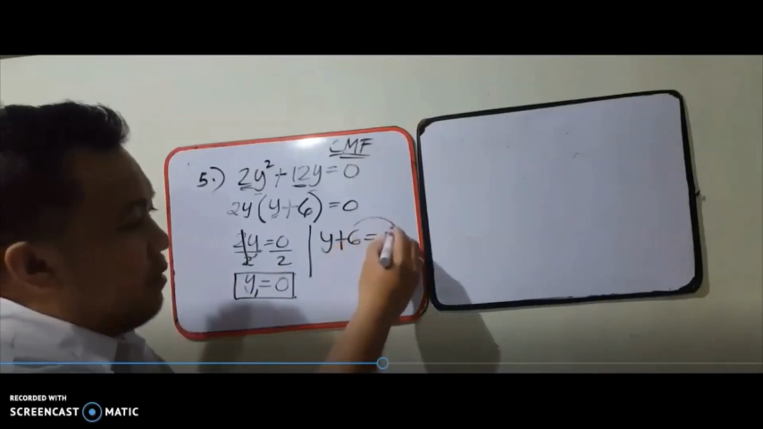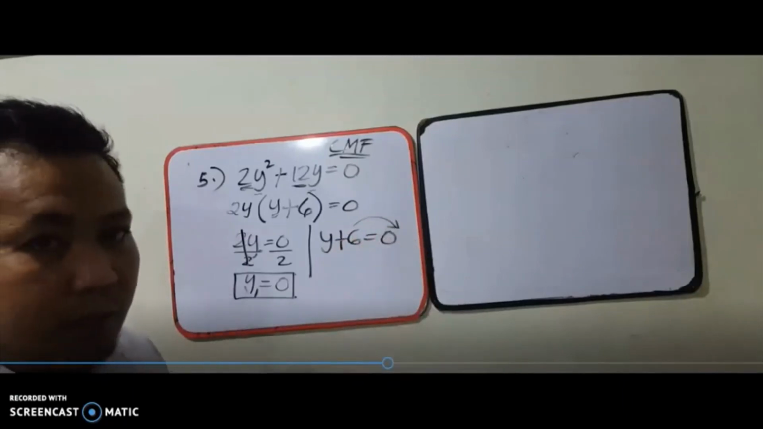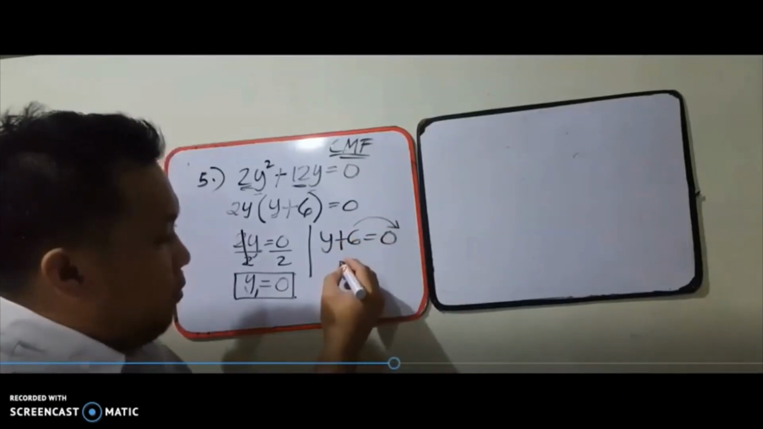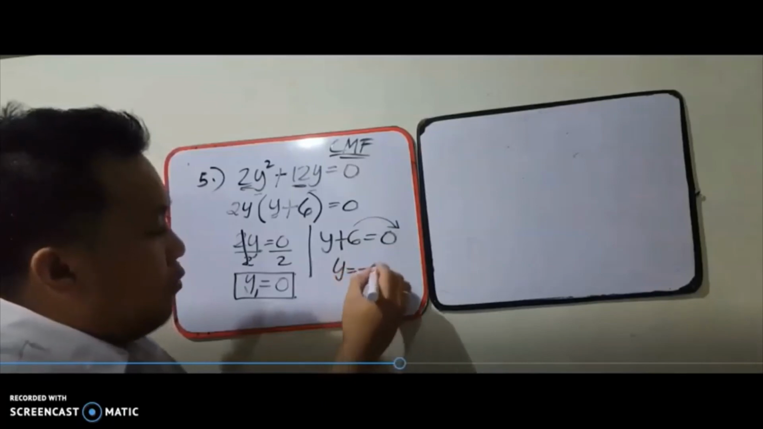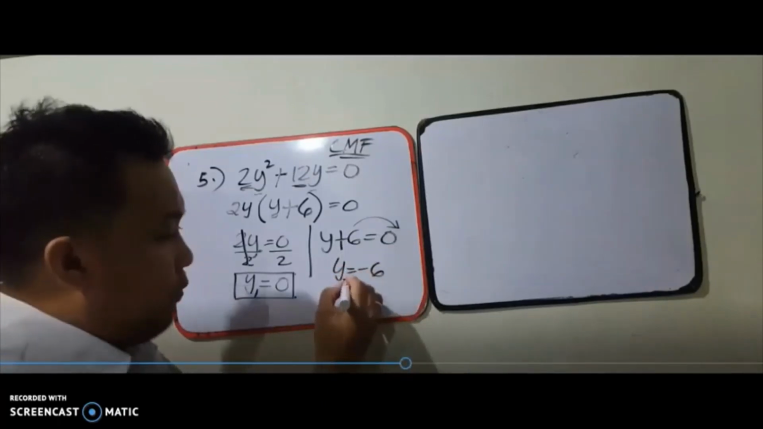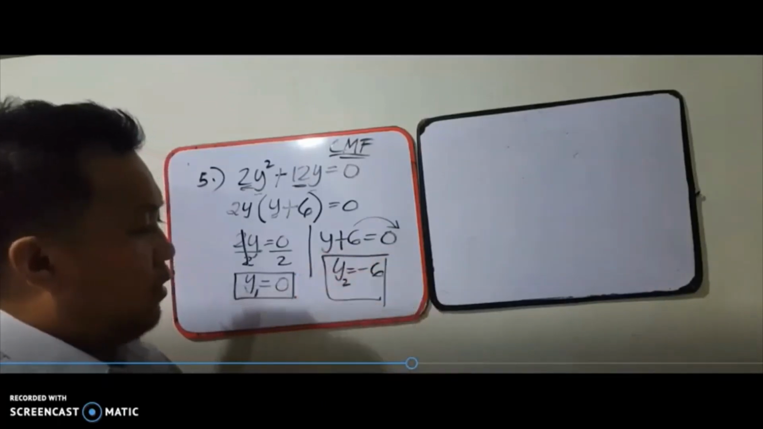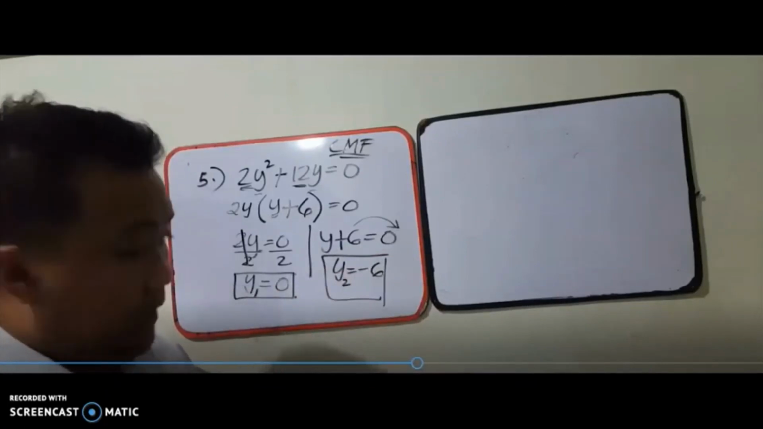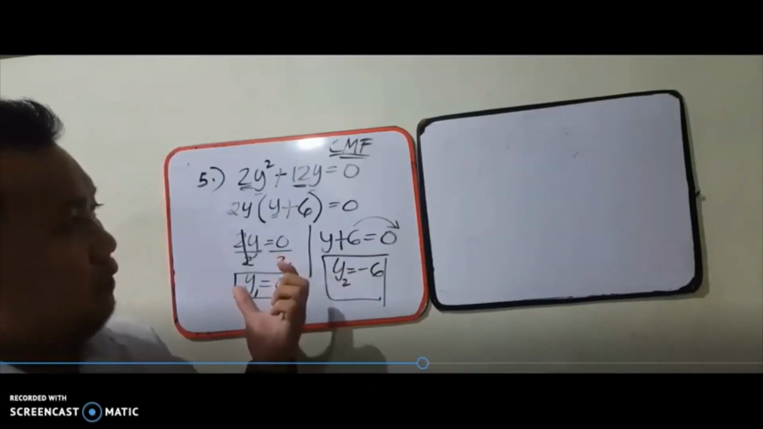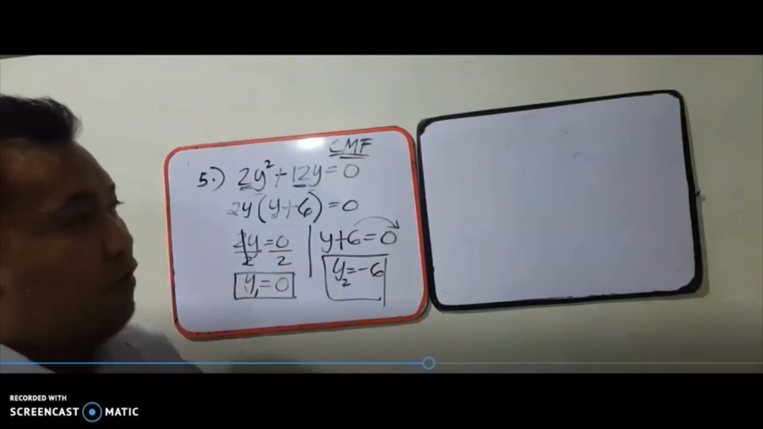While on the other side, you simply move the constant term to the right side of the equation, then it will become y sub 2, the solution, is equal to -6. So, that's how we solve using common monomial factoring.